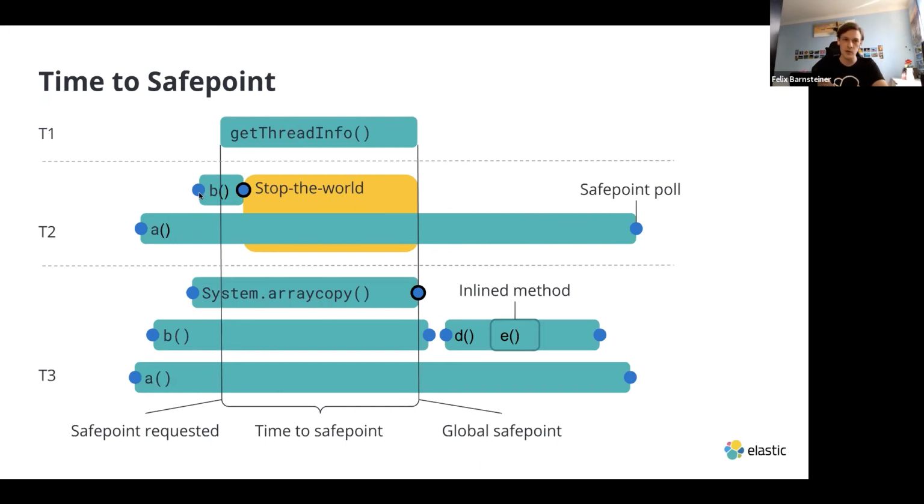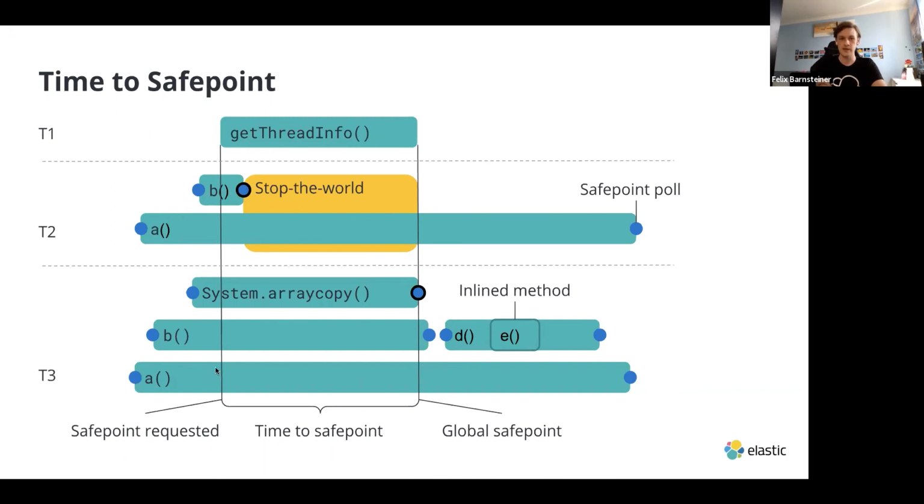Then we have these blue bubbles here again, and this time it means there's a safepoint poll in these areas. So when we look at T2, at the time we requested the safepoint, we are within a method B, so we have to wait until the method has completed. At this point in time, we're then polling the safepoint again. And then this thread really has to wait for all of the other threads to also reach a safepoint.